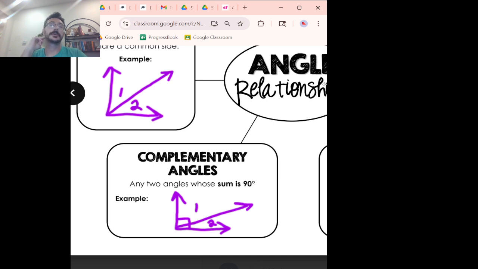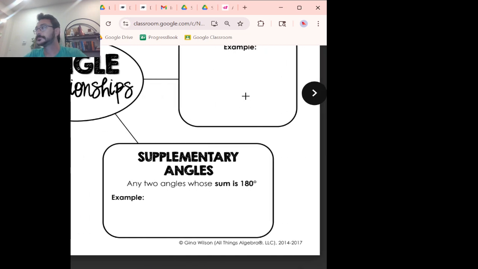So kind of how that could be used in an example, let's say you had a prompt that said angle 1 and angle 2 are complementary and angle 1 is 70 degrees, find angle 2. Well, you could then subtract from 90 and figure out that angle 2 would have to be 20. So knowing these vocabulary words is important.